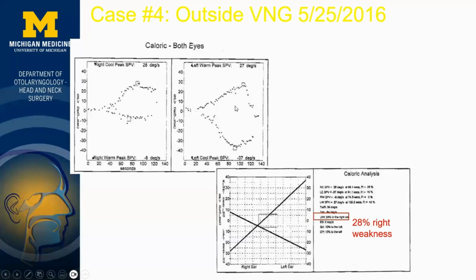When you have an outlier, it is certainly worth going back and checking some of the other conditions. Maybe you try the cool in the right ear to see, 28 versus 37, or I would probably repeat the warm here because the 27 versus 8, that's a difference. So they did a 28% right weakness was their calculation, but we don't know what that would have looked like if they had gone back and repeated the low irrigations.